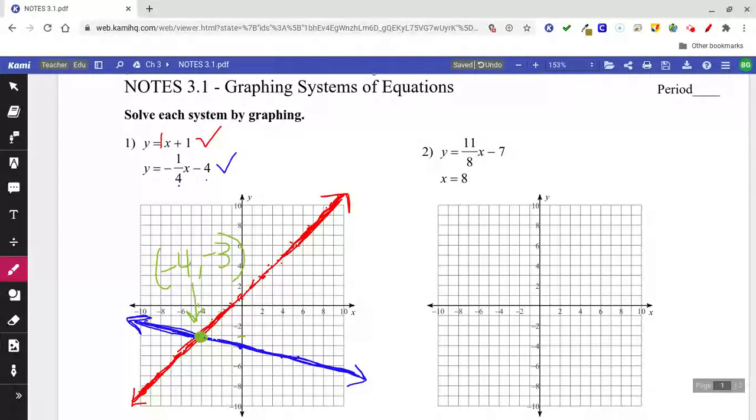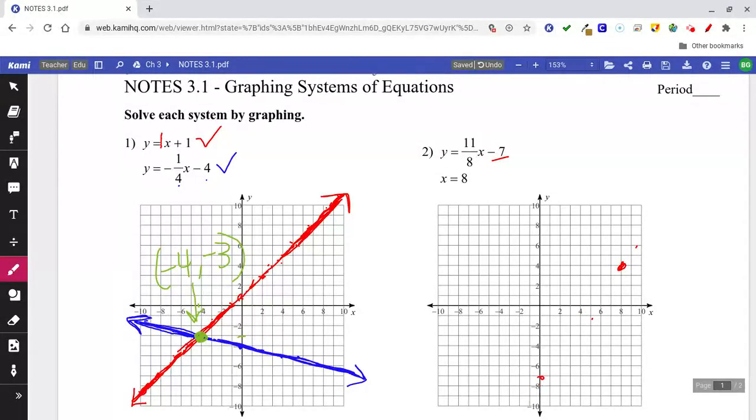Moving on. Number 2, we've got two lines. Should be able to go a little bit faster this time, especially if you know how to graph. Start with the -7, and then we'll go up 11. 1, 2, 3, 4, 5, 6, 7, 8, 9, 10, 11, and over 8. 1, 2, 3, 4, 5, 6, 7, 8. Up 11 and over 8. Looks like that. So use a straight edge if you need to.